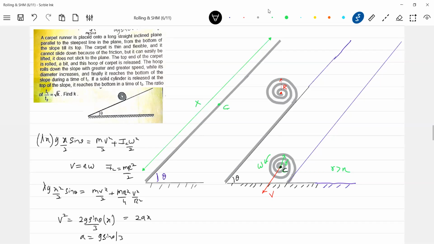Now what is the time taken? If it's t1, then x is the length. From this we'll calculate the time taken. Next, if a solid cylinder is released at the top of the slope, what is the time taken? That is t2. It is asking for that particular ratio. So shall we proceed now? x equal to a t1 square by 2.